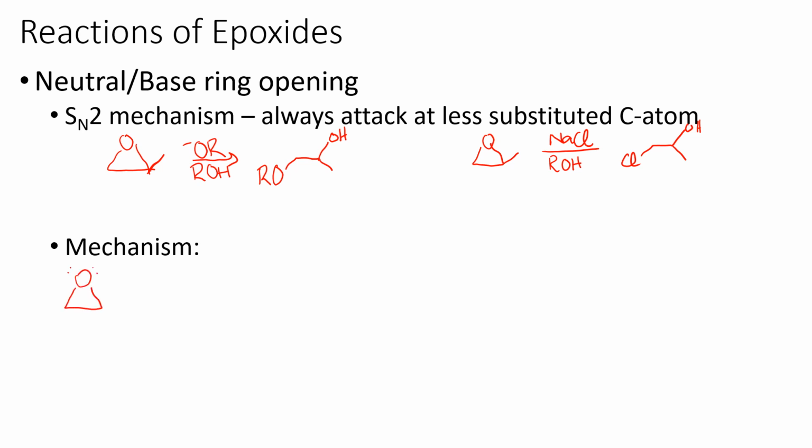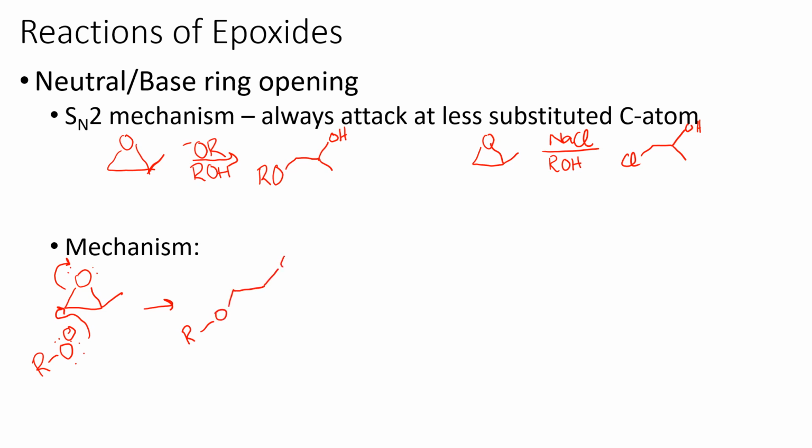we would have our epoxide. We would have that alkoxide anion coming in. It will attack the less substituted side of our epoxide ring. Again, SN2 type mechanism, so it's going to go to the more spatially open side of our ring, and then it will break the bond that we have between the carbon and the oxygen of the epoxide. So this is what causes the initial ring opening.